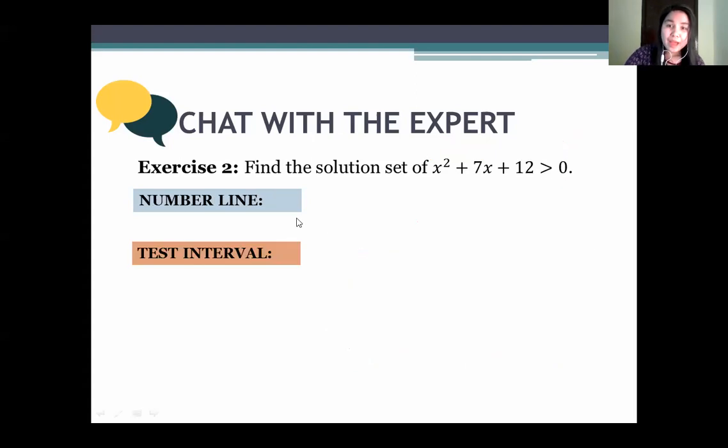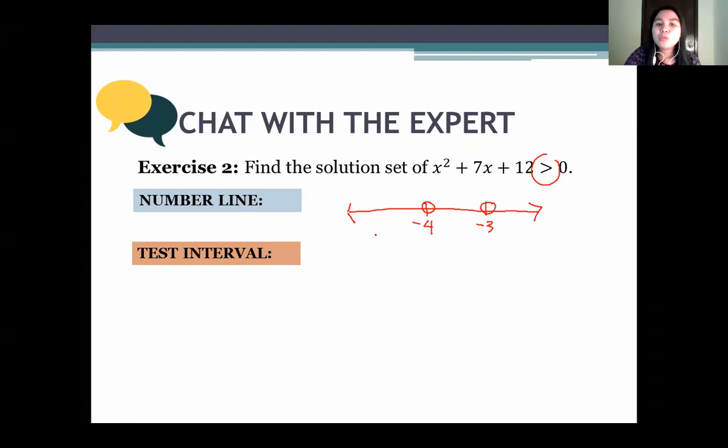Okay, next, what do we do with our roots? We will graph. We will plot our number line using the roots. Actually, I don't write all the numbers in the number line. I just write the roots. -4 first, then -3. Here, greater than, so open.